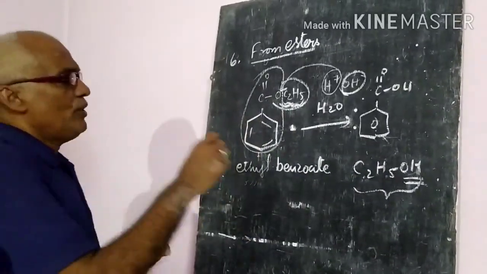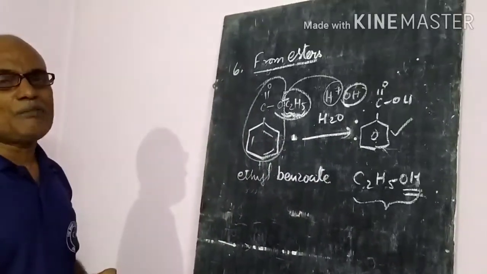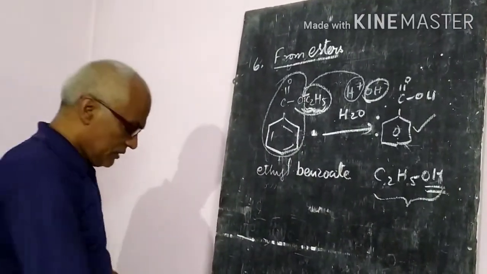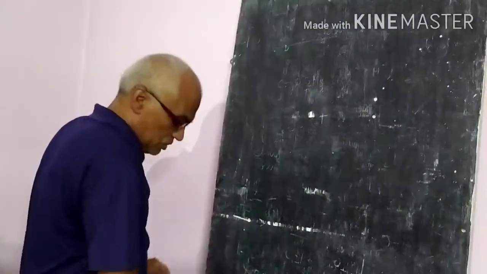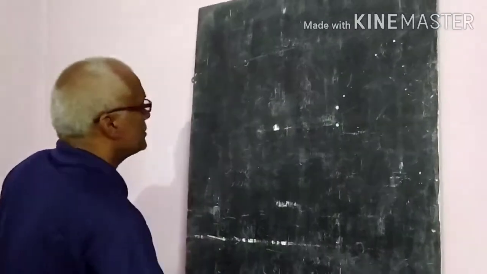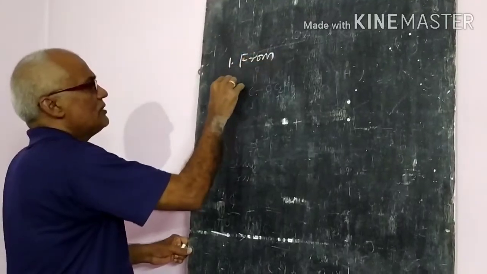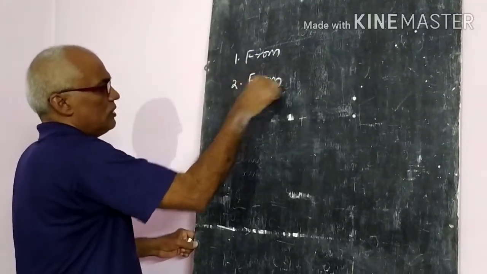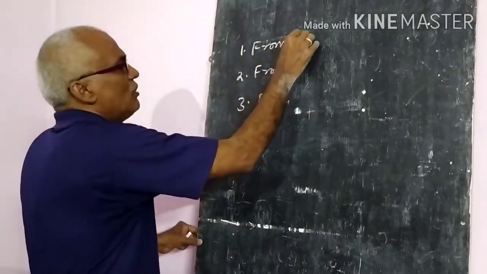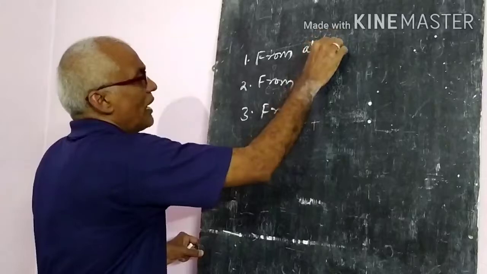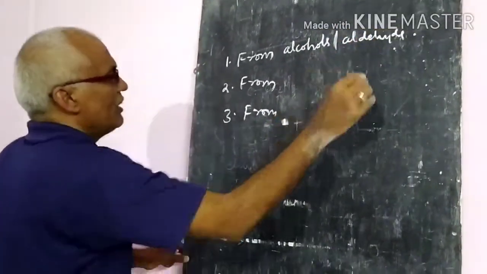So like this we can prepare acids by different methods. Total 6 methods are there. You should know all these 6 methods, and if you practice them you can get it. So how many methods are there? Let us see all the 6 methods' names. What is the first method? From primary alcohols and aldehydes, that is oxidation, you will get it.